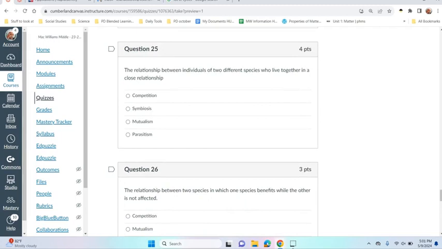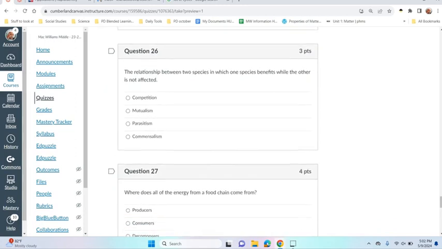Number 25. The relationship between individuals of two different species who live together in a close relationship. Is that competition, symbiosis, mutualism, or parasitism? Number 26. The relationship between two species in which one species benefits while the other is not affected. Is that competition, mutualism, parasitism, or commensalism?